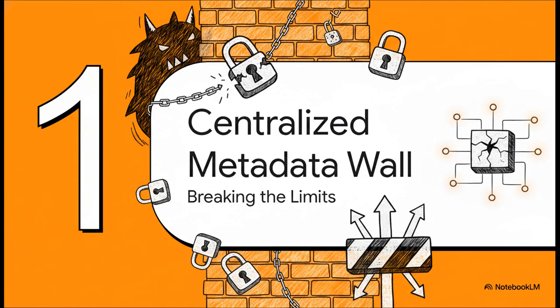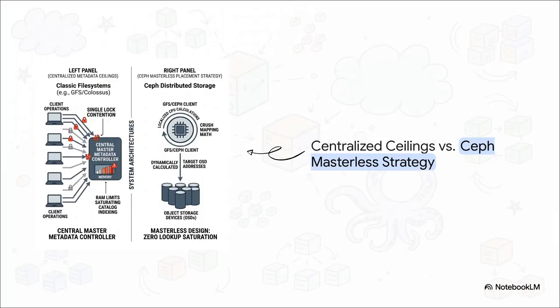Section 1, the centralized metadata wall, breaking the limits. So to really appreciate the genius of Ceph's solution, we've got to understand our technical villain first. Let's think about the classic centralized architecture. Every single time a client wants to read or write a file, it has to ask a central master, hey, where is this data? This creates massive single lock contention and severe RAM limits purely because that lookup map grows linearly with your data. Eventually, your central indexing catalog completely saturates.